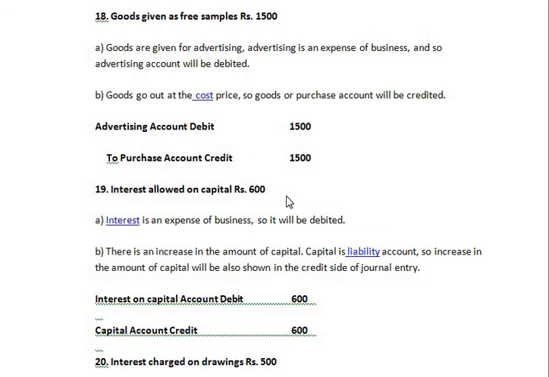Interest allowed on capital. Interest is an expense of the business. So interest on capital account is debit to capital account. From the capital account it is going. It's a liability to the business.